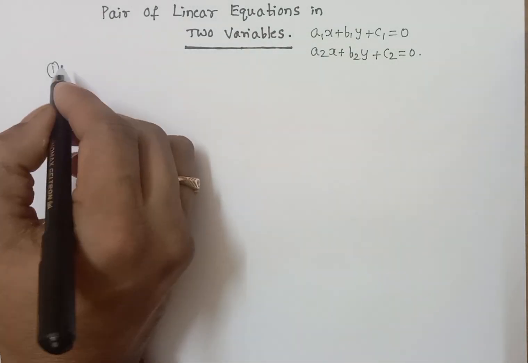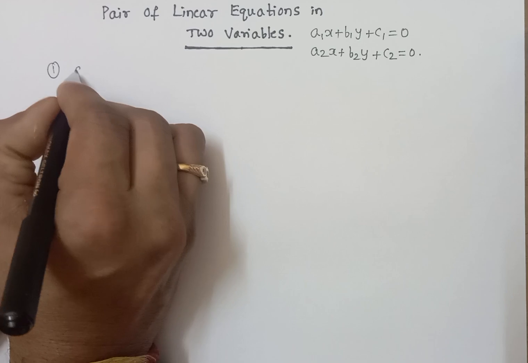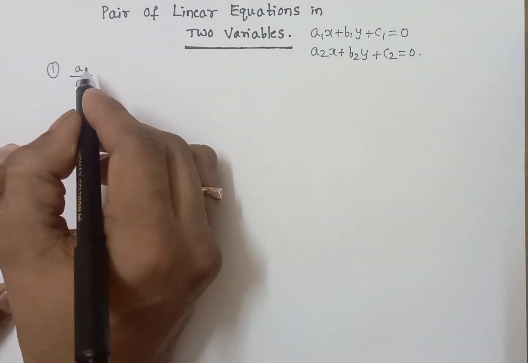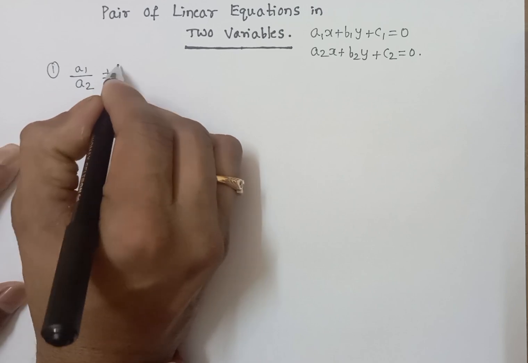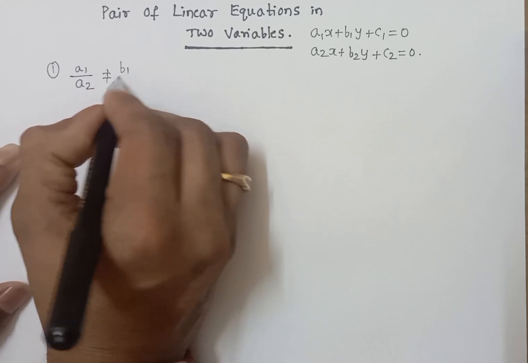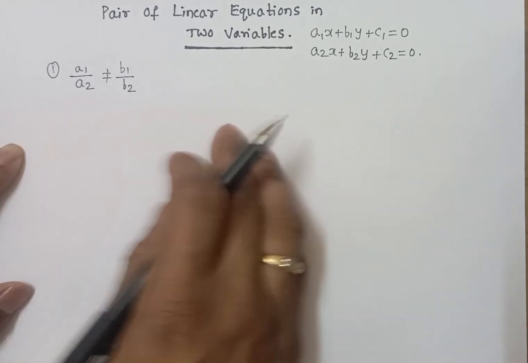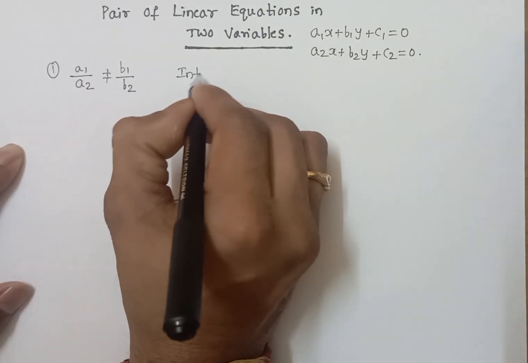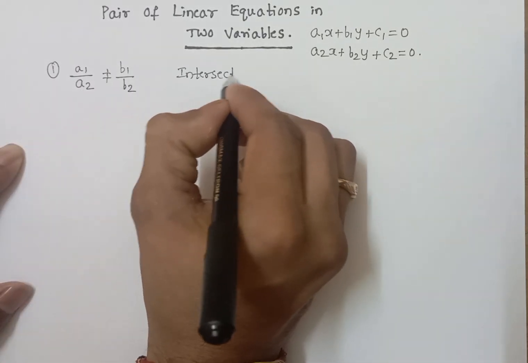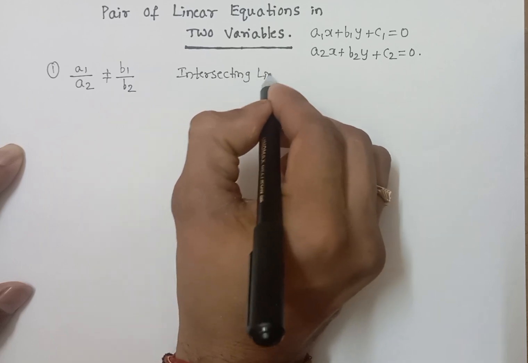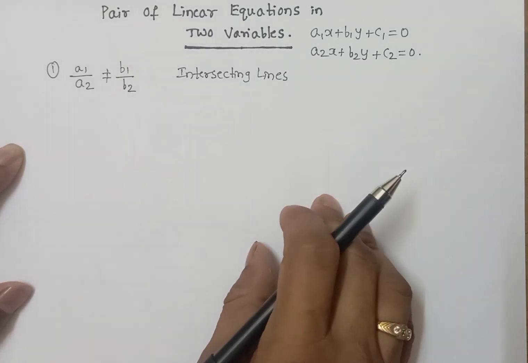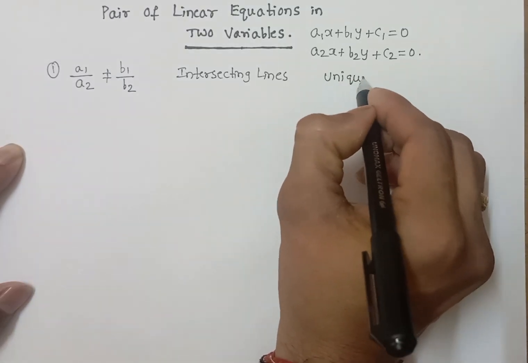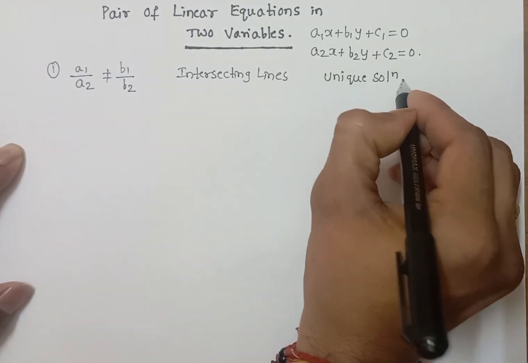The first condition is that whenever the ratio of a1 by a2 is not equal to the ratio of b1 by b2, what happens? We will get intersecting lines. Whenever we plot the graph for that, we will get intersecting lines. What is the meaning of intersecting lines? Two lines will meet at one point, indicating it will have a unique solution.